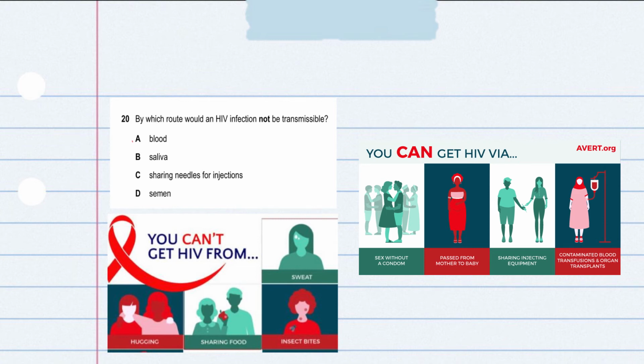So blood, yes. Sharing needles, yes. Semen, yes. But it's not transmitted through the saliva. The only time it's transmitted through the saliva is when both partners have bleeding gums, but it's not directly transmitted through saliva. It has to be blood.